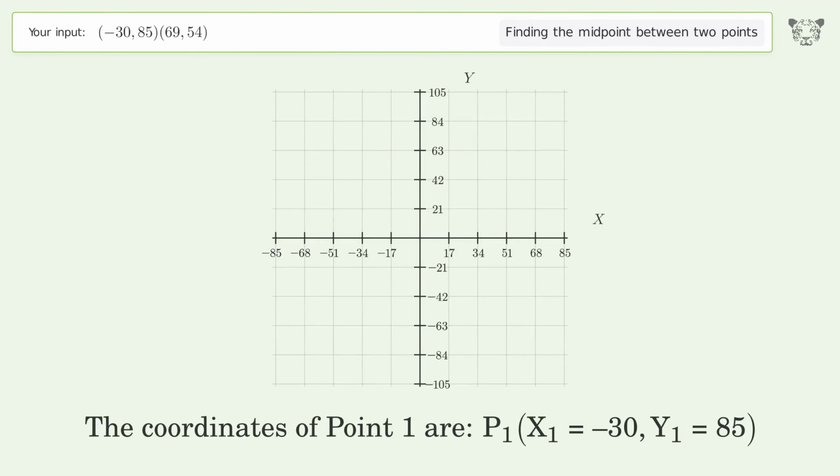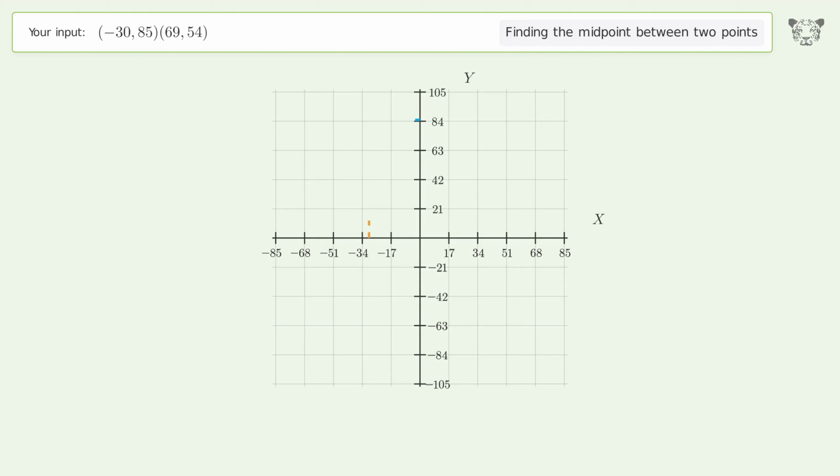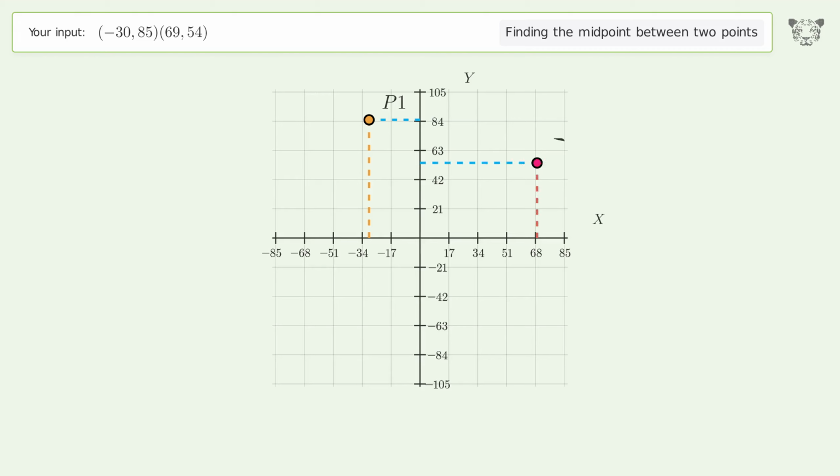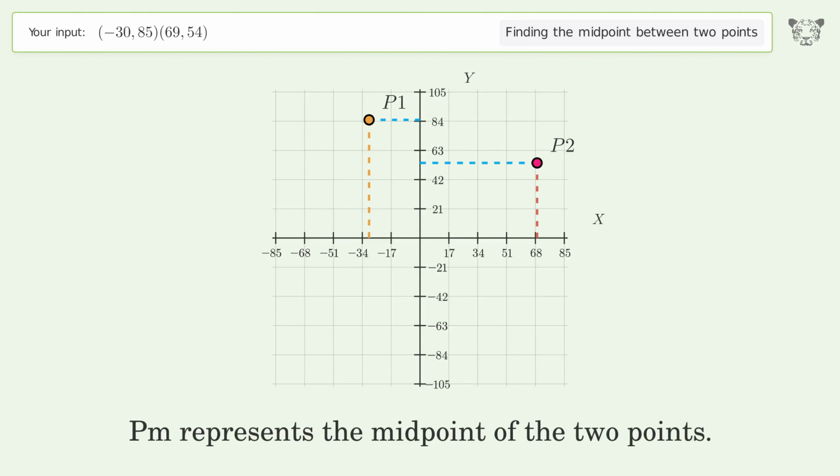The coordinates of point 1 are x1 equals -30, y1 equals 85. The coordinates of point 2 are x2 equals 69, y2 equals 54. PM represents the midpoint of the 2 points.